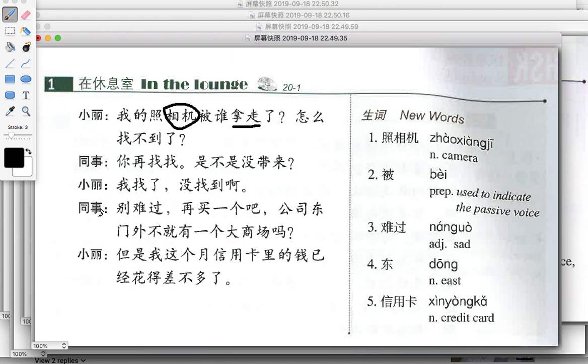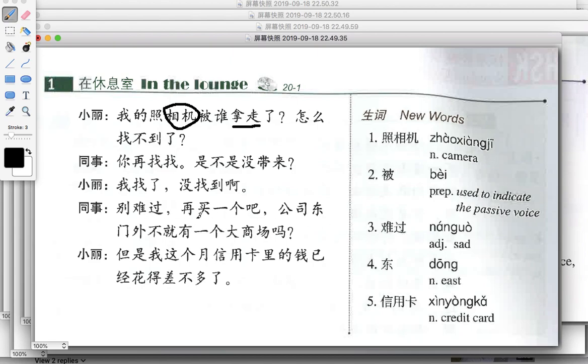相机。同事说别难过。难过 is a new word. Sad. 难 is difficult. 过 is to cross, to spend, so to experience. So it's very difficult to experience or to spend time. Then it means it's sad. I like this word. Hard to live or hard to go on, right? So it is very sad.